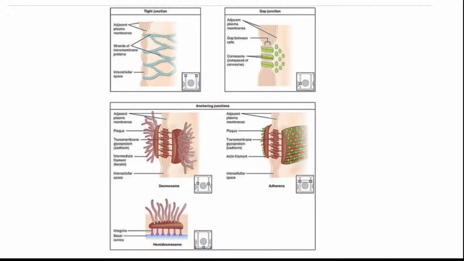What happens is occludins and claudins will line up next to each other, and they will go, let's say, on the cell on the left, it'll go occludin, claudin, occludin, claudin. And on the right, it'll go the opposite, so claudin, occludin. And once needed, they will zip together and be as tightly put together as possible to create a tight seal.